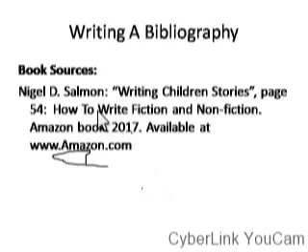Okay, so here it is now. This is how you write a book source. First you put the name of the author, then you put the subject, the topic that you wrote from the book, the page number, and the name of the book. In this case, it's an Amazon book, so you put Amazon book, and the year that you accessed the book, and then you give direction to where the book is available.